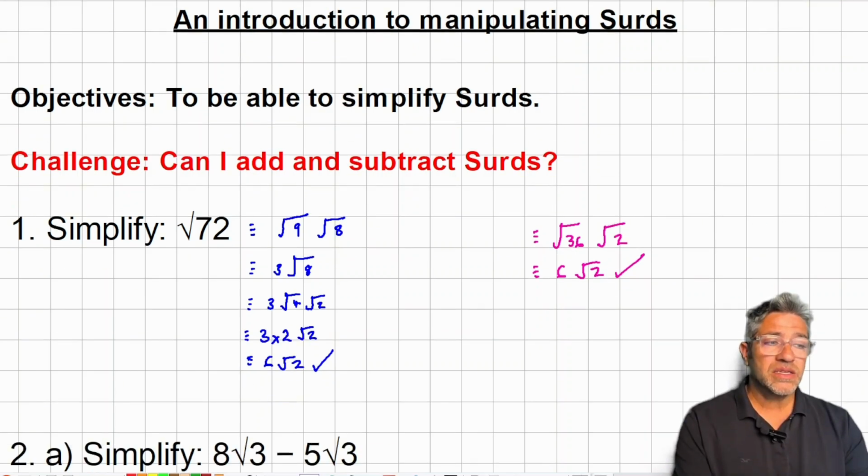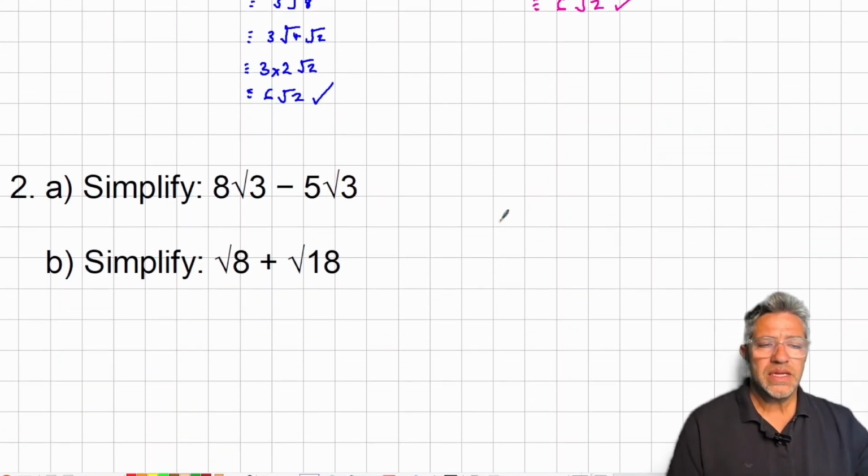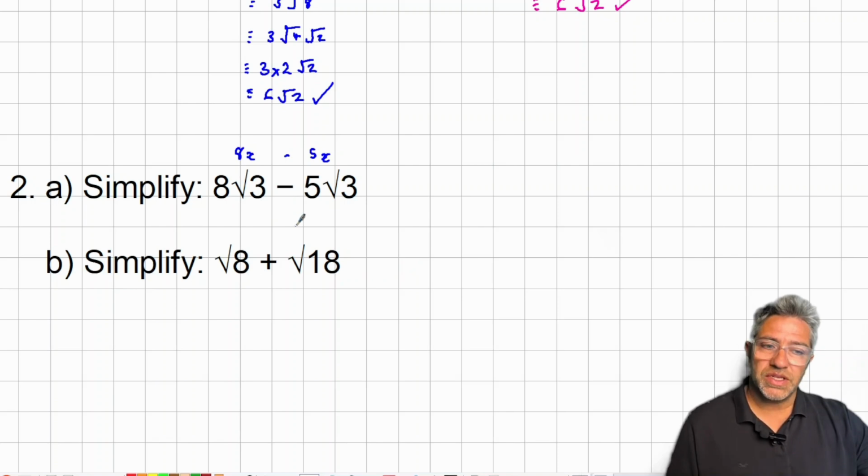So let's look at question 2 then. Simplify 8 root 3, subtract 5 root 3. Well, you could almost think of this as, I don't know, 8x subtract 5x. And I think if you were asked that question, you'd be thinking it was very easy. But sometimes this new, shall we say, abstract form of a number, these roots, do cause confusion. But they shouldn't. 8 root 3 subtract 5 root 3 is simply 3 root 3.